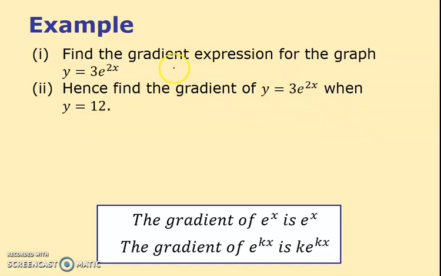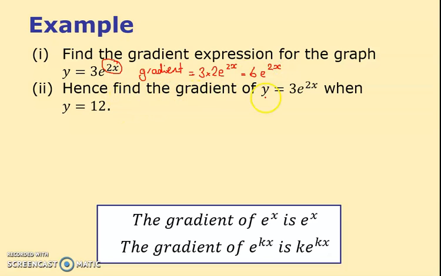Exactly the same. Find the gradient expression for the graph y equals 3e to the 2x. Now the 3 doesn't really bother us. The gradient will become, again, notice the bit that bothers me is the fact that it's e to the 2x. So the gradient becomes, bring that 2 down. There's already 3 there, so it's 3 times by the 2. e to the 2x. The power never changes. So that's 6 e to the 2x.